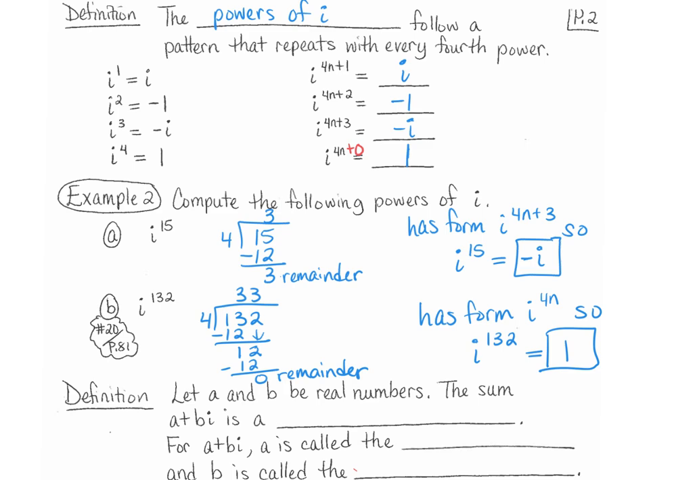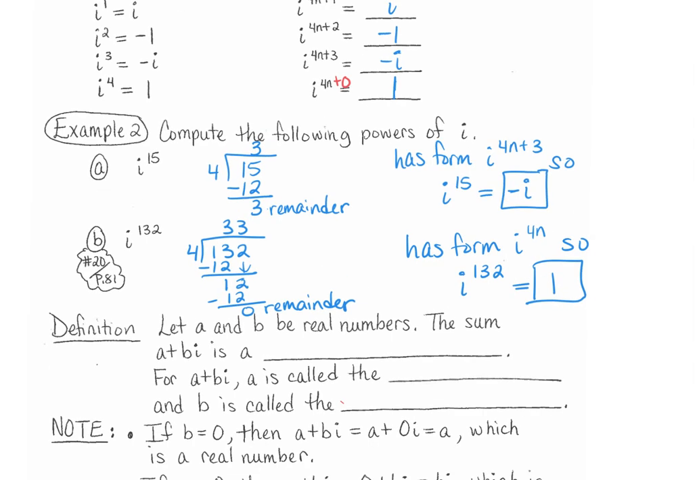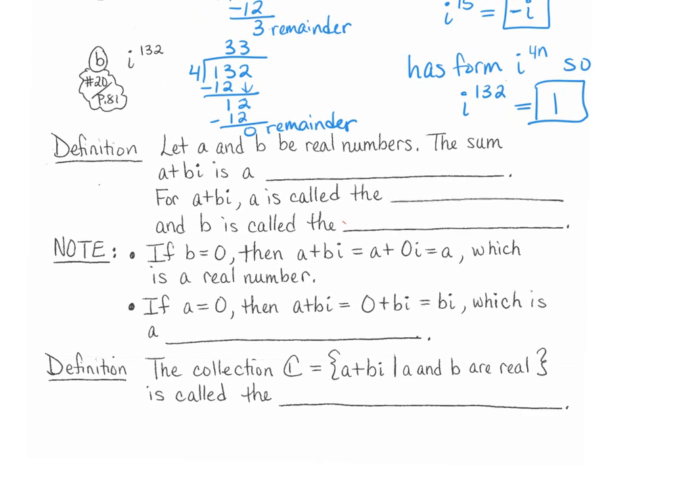Okay. All right. So, some definitions. Let a and b be real numbers. The sum a plus bi is called a complex number. Formal definition. This is called a complex number. So this is the standard form. You got to know it. That's the standard form of a complex number. For a plus bi, a is called the real part. b is called the imaginary part.